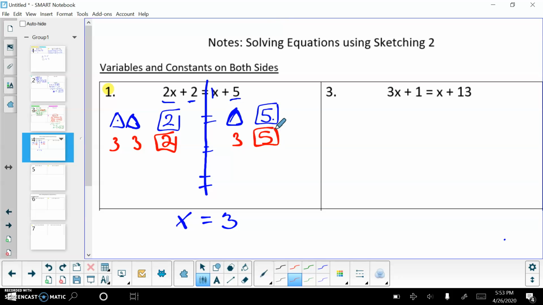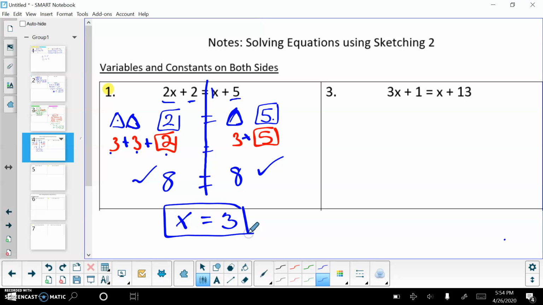And remember what we're doing is we're adding. So if I say this 3 plus the next 3, 3 plus 3, that's 6, plus that 2 cube, okay, gives me 8, because 6 plus 2 is 8. So I have an 8 on my left side. And if I look at my right side, I have 3 plus a 5 cube, that's also 8. So I have 8 on my right, 8 on my left. That balances. That means my answer of x equals 3 is correct. I've got the correct solution to this equation. 3 is the number that exists that makes the left side equal to the right side, or balances the equation.